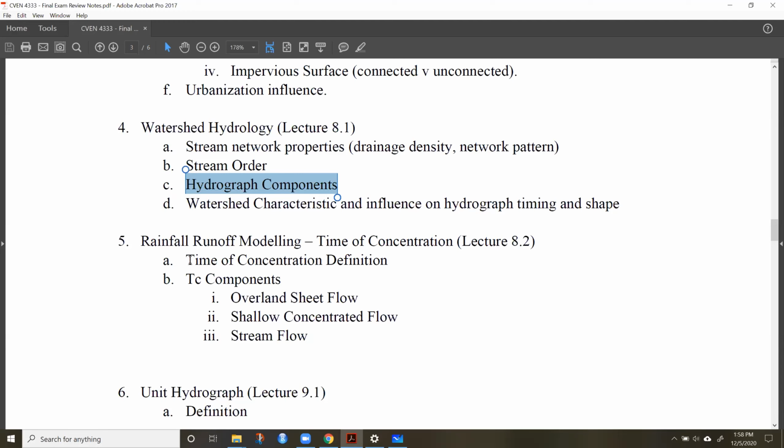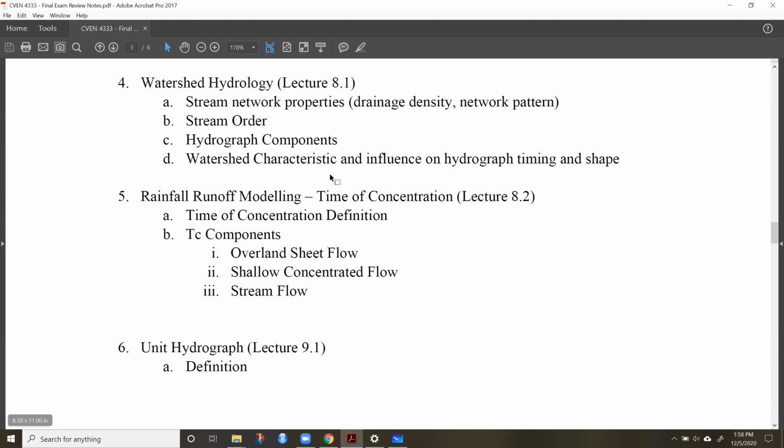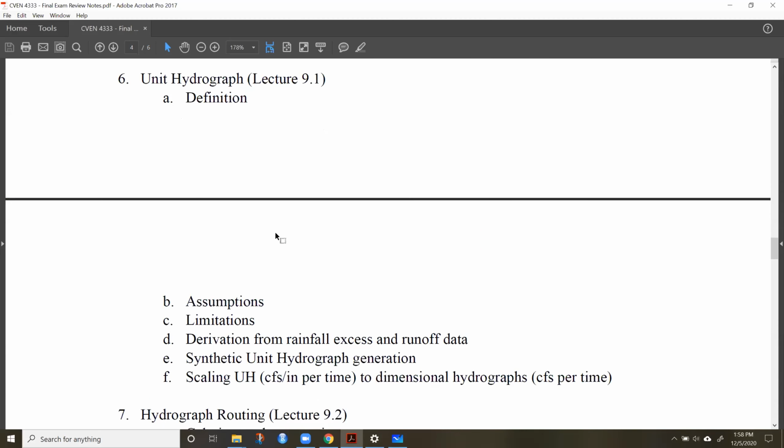And then time of concentration. What is it? How do we calculate it? It's got those three components. Say I give you a problem and I ask you to calculate time of concentration, be able to use these equations to calculate the time of concentration by adding up those components.